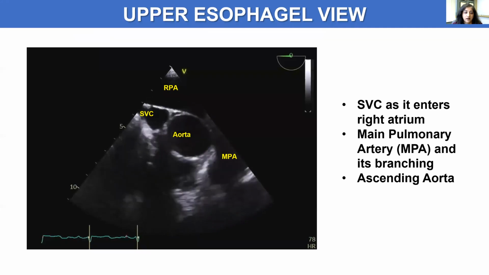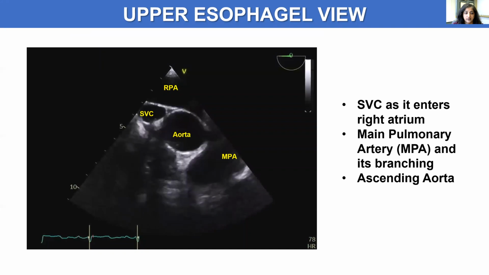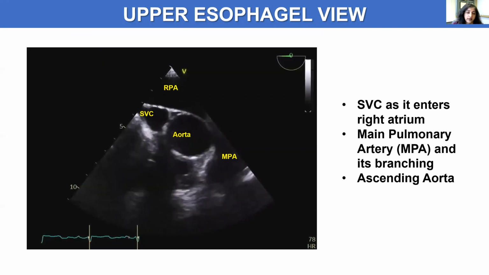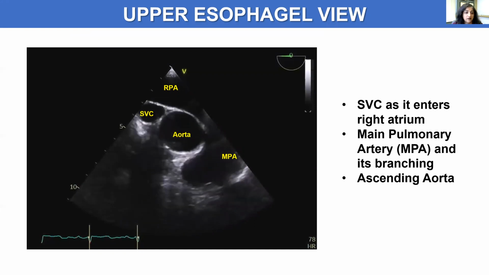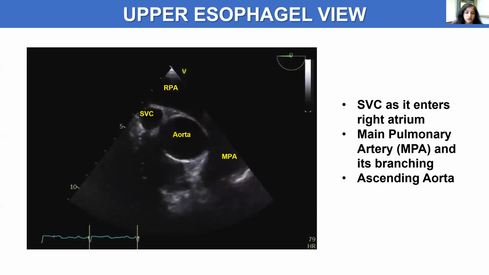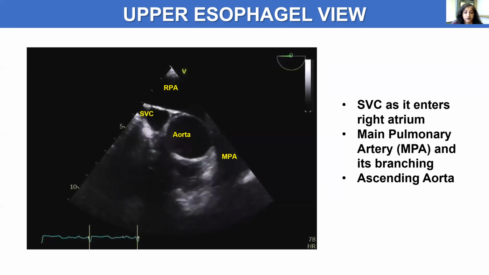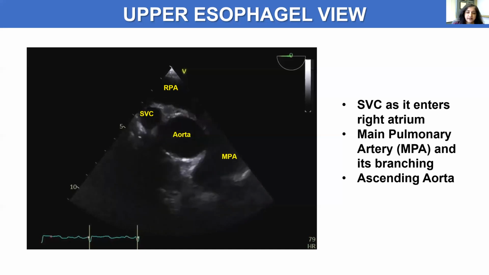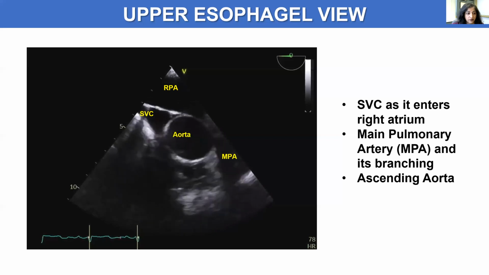This is your upper esophageal view. This is done in the upper esophagus, typically at 0 degrees, as soon as the TEE probe is introduced. You can see in this the SVC, the pulmonary artery and its bifurcation, and the aorta. And this is a great view for understanding SVC anatomy, for ruling out sinus venosus atrial septal defects, and for looking at catheters or pacemakers in the superior vena cava.